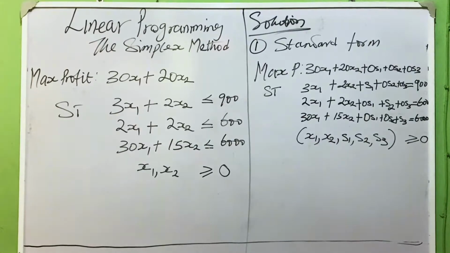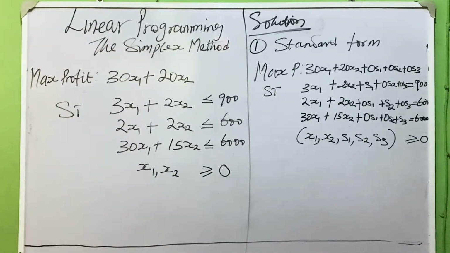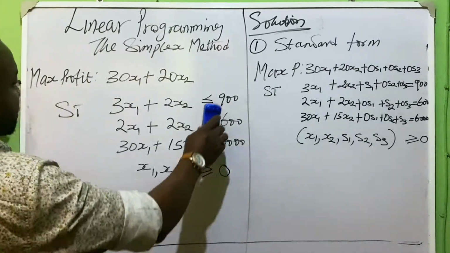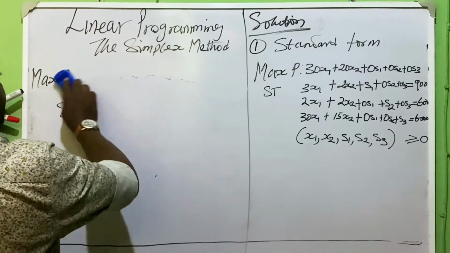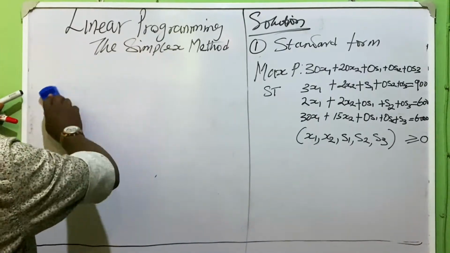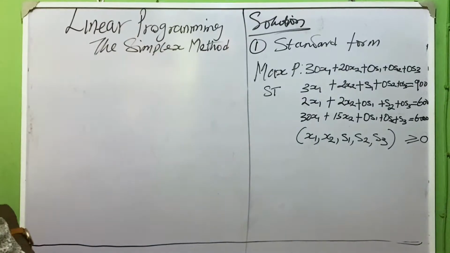So the next thing will now be to build our basic feasible solution, the BFS, which is akin to a situation of zero production. Then from there, we'll begin to iterate and iterate to get to the point of optimality. So we are going to clean up this place and use it to build our basic feasible solution.